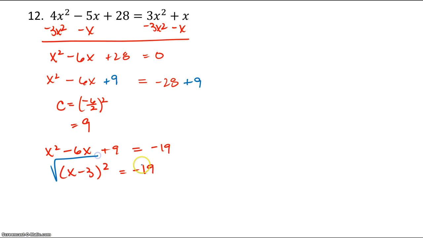I am going to square root both sides. So x minus 3 equals plus or minus i square root 19. Finish by adding 3 to both sides. 3 plus or minus i root 19.